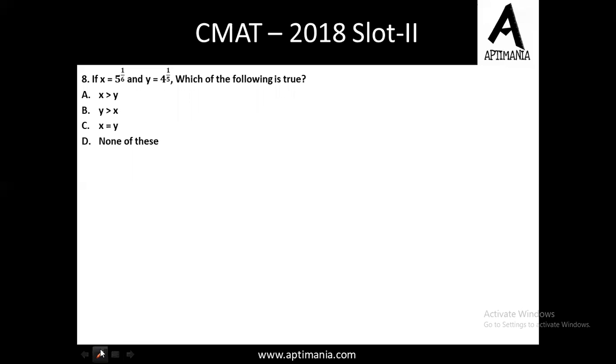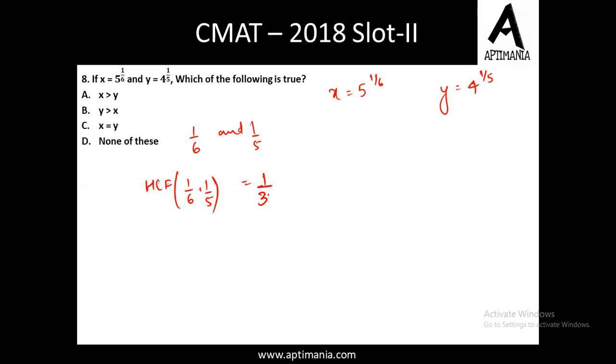Question number 8 is on the screen. It's again a question from surds only. So let's try to figure it out. The question says that x equals 5 to the power 1 by 6 and y equals 4 to the power 1 by 5. In order to compare these two values, we can take the highest common factor of the powers, that's 1 by 6 and 1 by 5. If we take their HCF, we'll find the value to be 1 by 30.